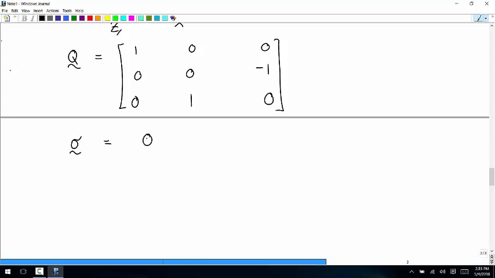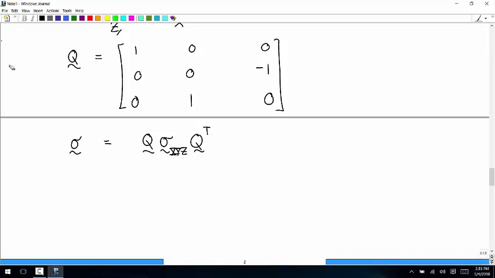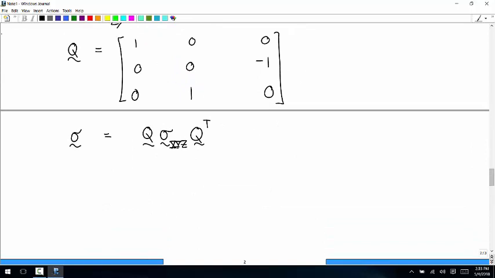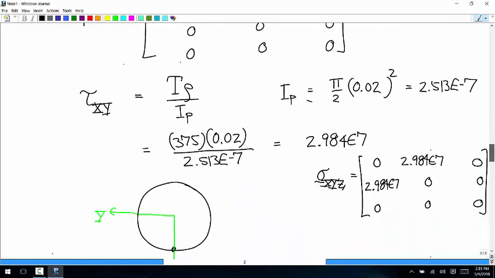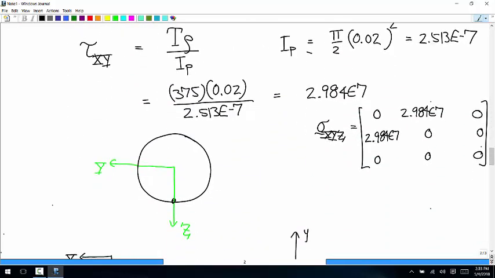Okay, so sigma is equal to Q times sigma XYZ times Q transpose. And let me think about this. What's that going to do? I think it will just switch it. The x element will still be the same. Oh, well, I guess we wouldn't have added it yet. I think this is going to just switch it to the xz element and make it negative. Does it make it negative? Just switches it.